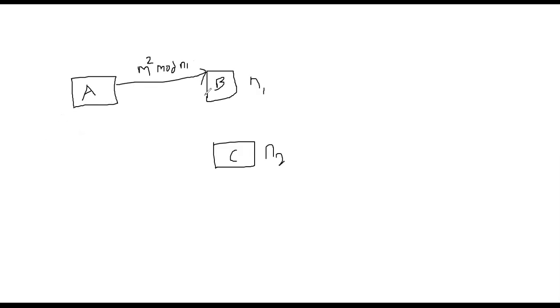Okay, N1 is made of P and Q, right? Let me call it P1, Q1, just to avoid any confusion. Both are primes of equal length, and N2 is P2, Q2, okay? By definition, in this context, let's say the same message M is encrypted to Charlie. Alice will be sending M square, but mod N2, because N2 is the public key of Charlie. Okay, so now the problem is easy to solve.